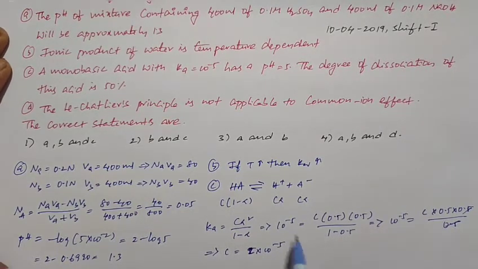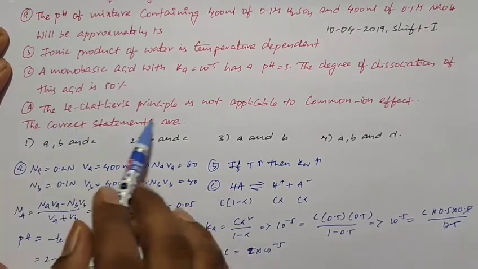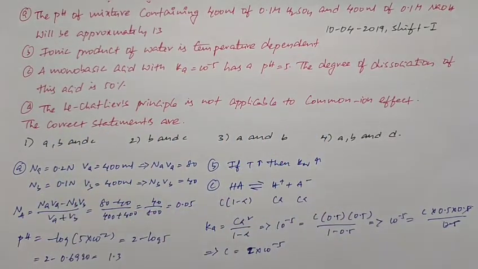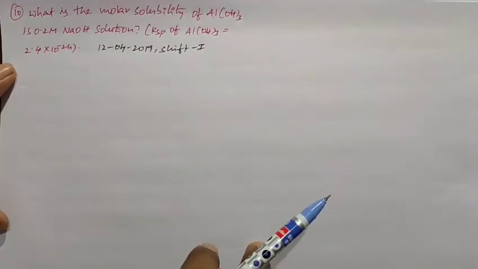So the right option. When you check option D, it says the Le Chatelier principle is not applicable to the common ion effect. But the Le Chatelier principle can be applicable for the common ion effect. So option D is wrong. So the right option is the first option. Statements A, B, C are the correct statements. That's all. Okay, students. So this is the next question.